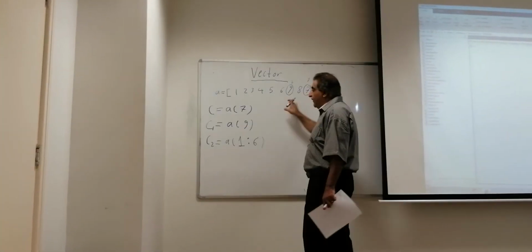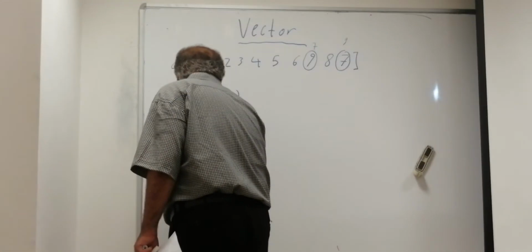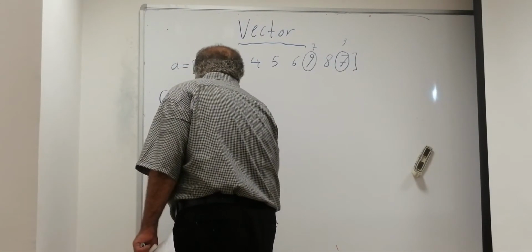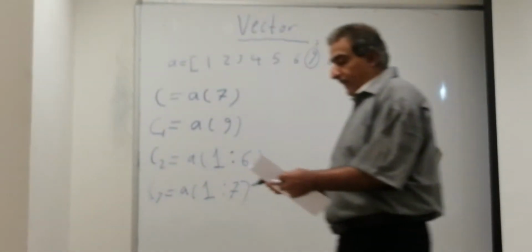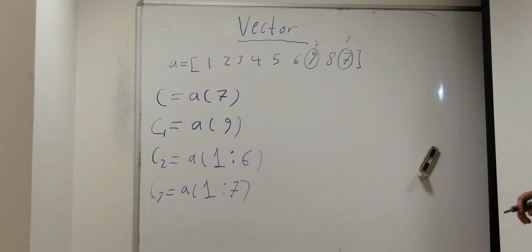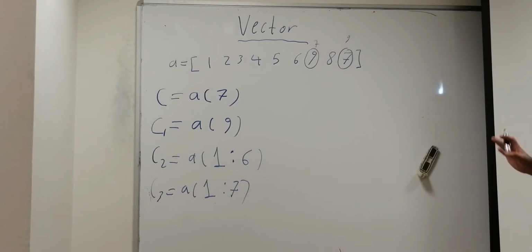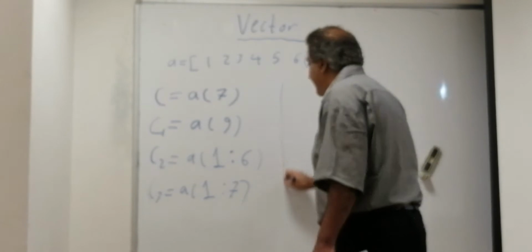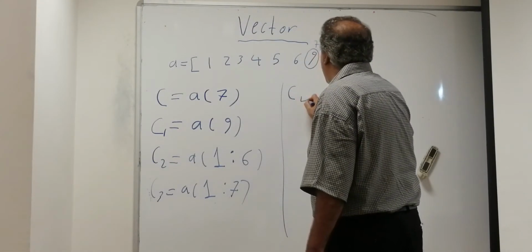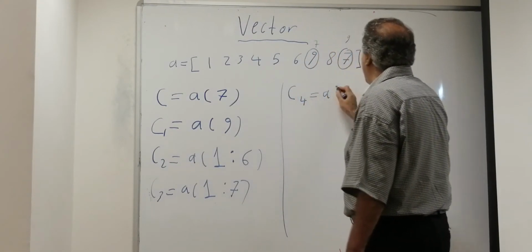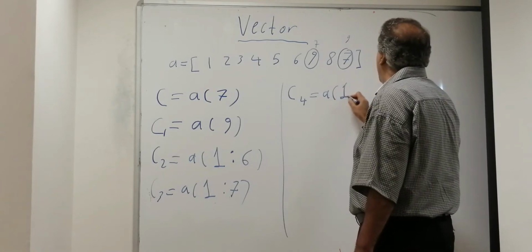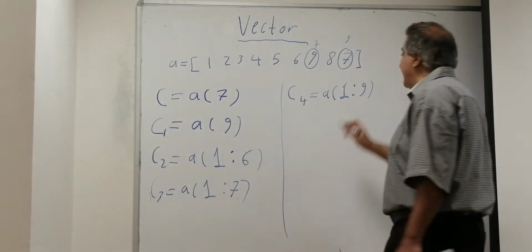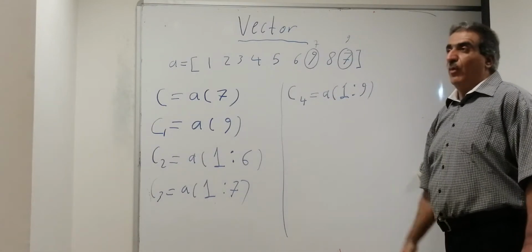I need to call the numbers from 1 to 7. I say C3 equal A(1:7). I need to call all the numbers from 1 to 9. I can say C4 equal A(1:9). It will call to me all the numbers from 1 to 9.